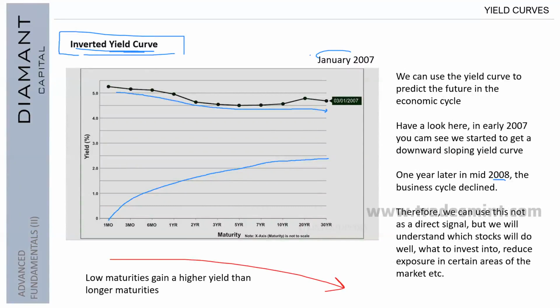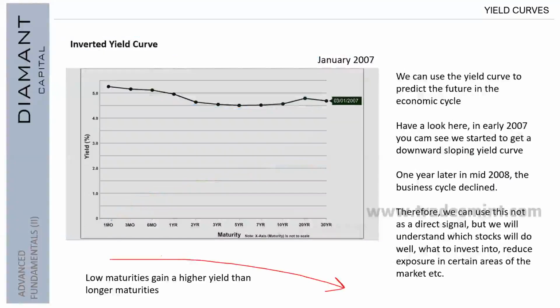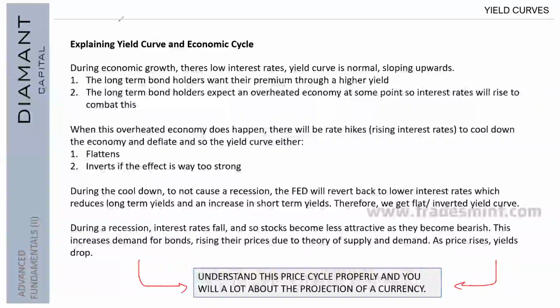Just one thing to understand as well with this, quite obvious, but the lower term maturity bonds have a higher yield at the time than the longer term maturities. And this just signifies we're not in an economic expansion, because usually you'd expect the opposite. So just briefly wrapping this up as well, explaining the yield curve and the economic cycle.